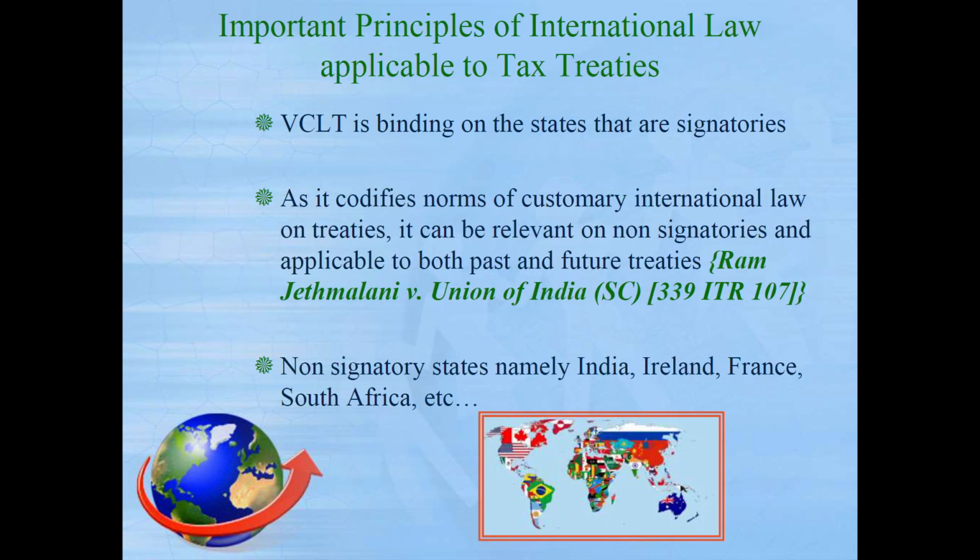So the VCLT is binding on the states that are signatories. That is, it is binding on the 116 countries which have signed the VCLT. But according to some case laws and some Supreme Court judgments, it can be relevant to non-signatories and can be applicable to both past and future treaties. Some of the non-signatories include India, Ireland, France, South Africa, etc.